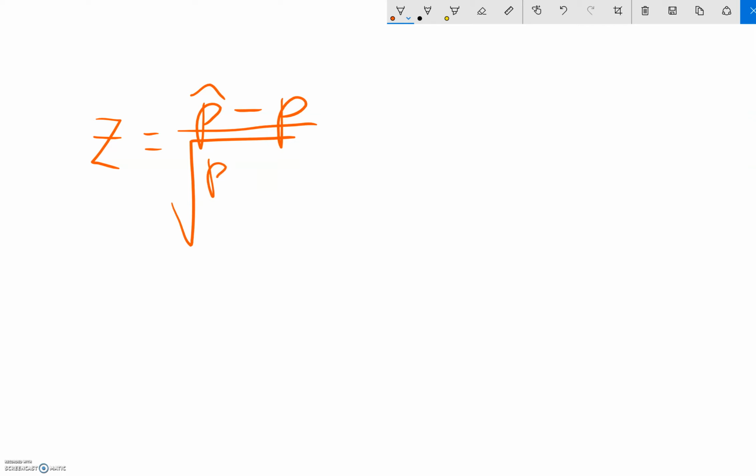Today's lesson, Chapter 7, Section 3, is Central Limit Theorem with Proportions. We're going to focus today on using the central limit theorem to find probabilities for proportions. And in order to do that, we're going to need a new z-score formula. So we're going to start with that. This is on your formula sheet.